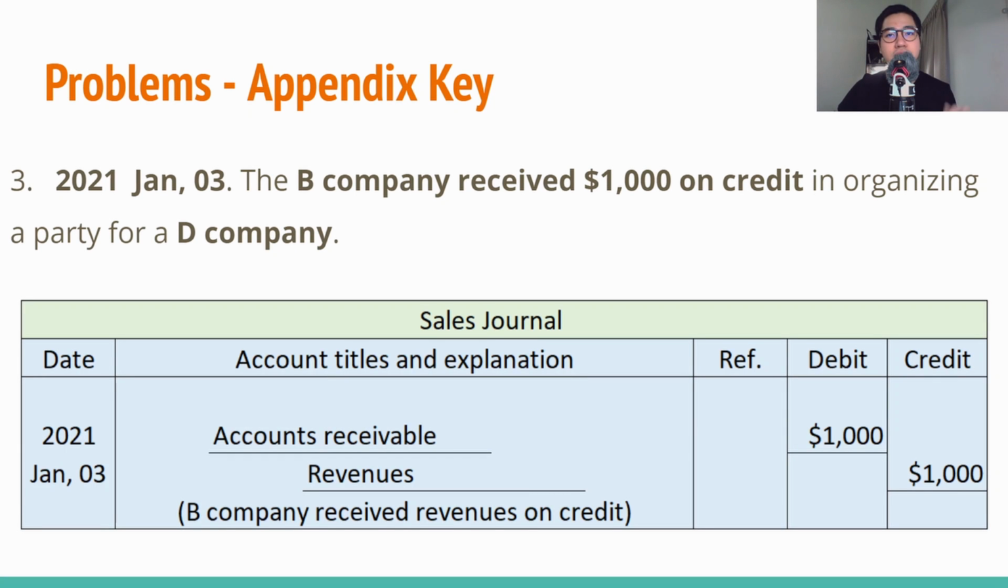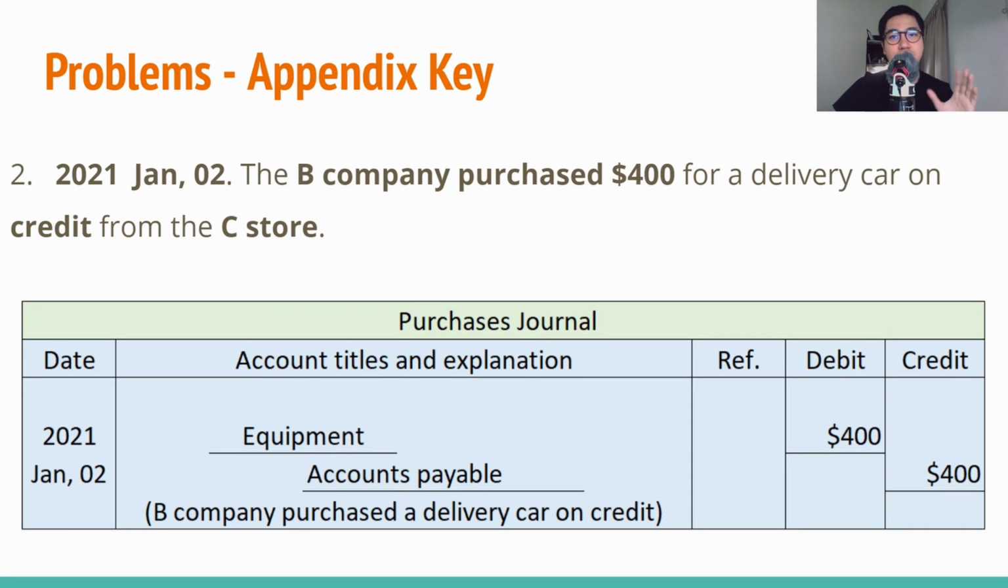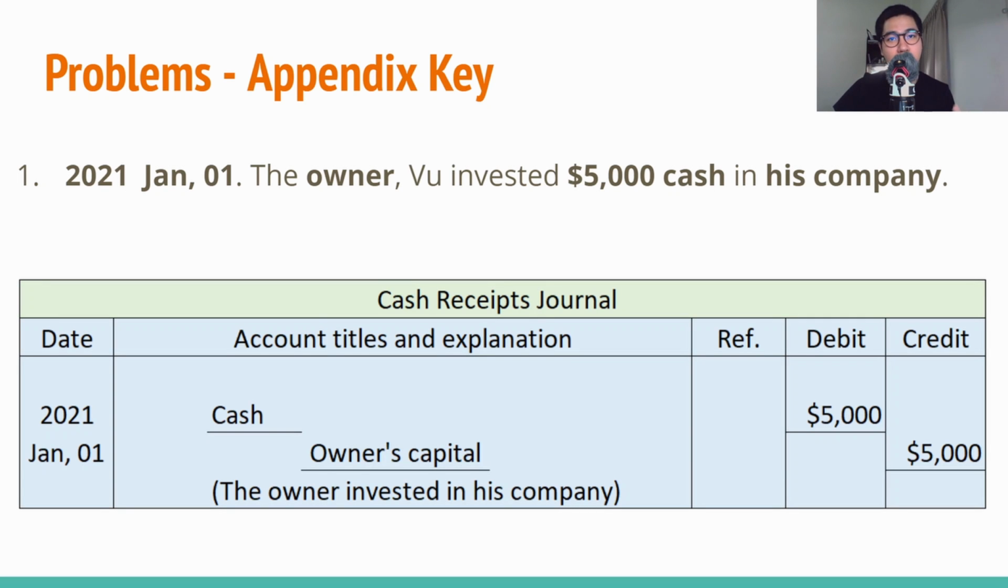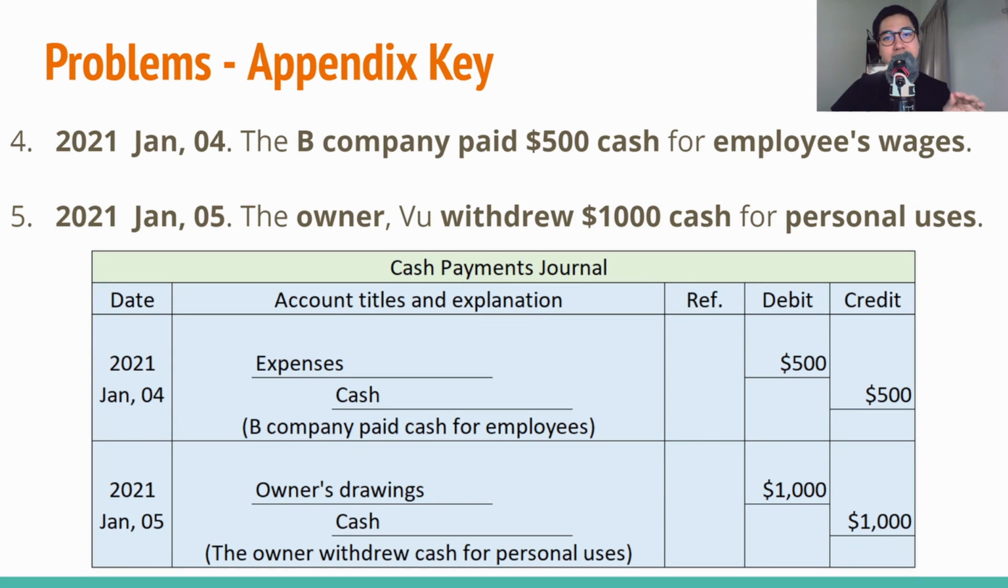Okay, so this is the appendix answer for people who want to know more about this special journal. As you can see here, there is only one transaction that belongs to the sales journal. This is the transaction that belongs to the purchases journal. This is the transaction that belongs to the cash receipt journal. This is the transaction that belongs to the cash payments journal.